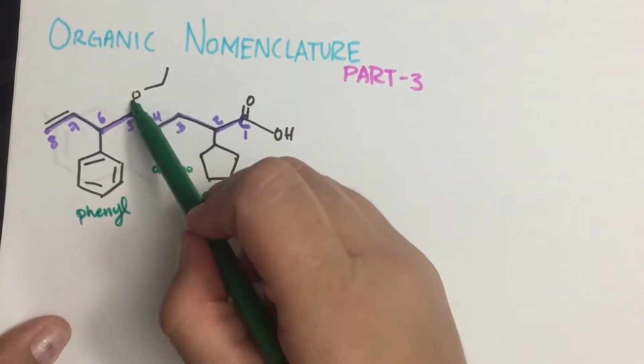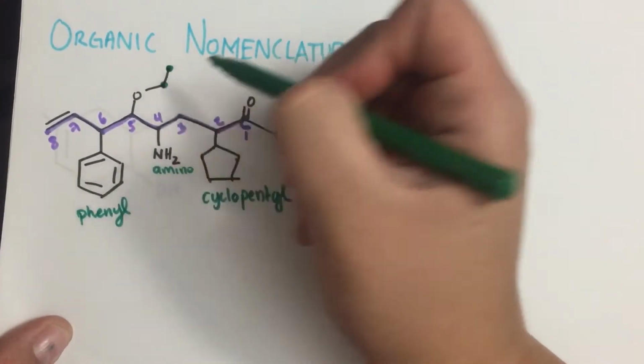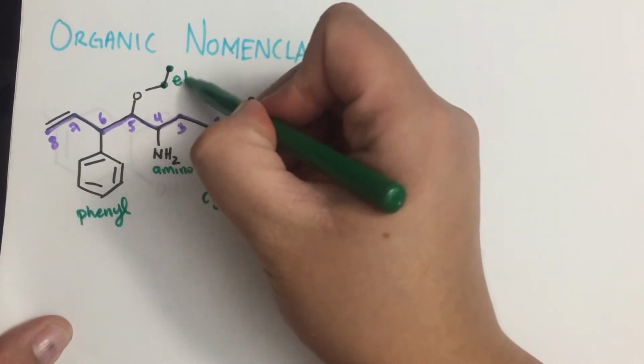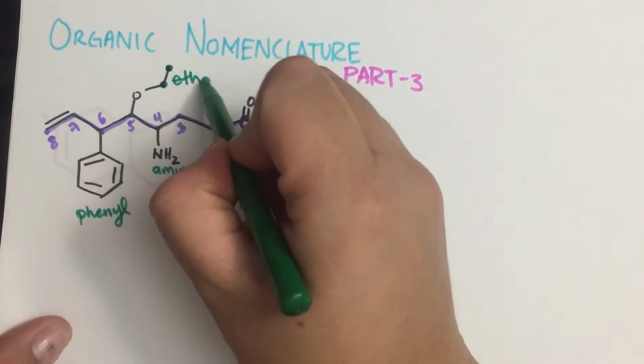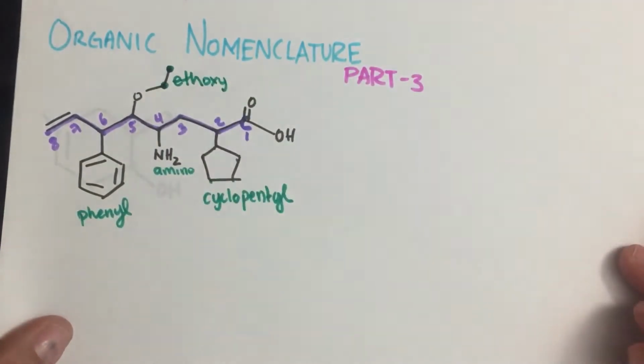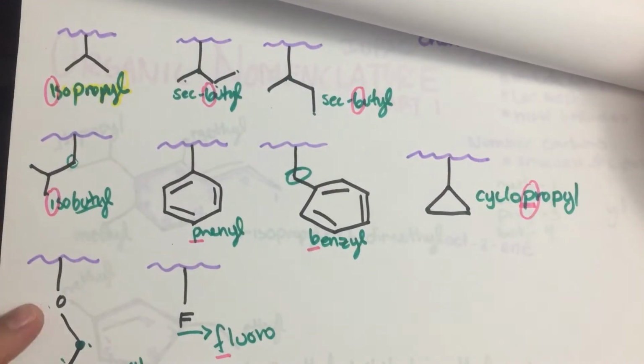All right, and then we have our ether. For the ether, you notice how many carbons it has. It has 1, 2 carbons, so it would be eth. But then it ends in an oxygen. It's attached to the parent chain through an oxygen, so it's ethoxy, something like what we had over here.